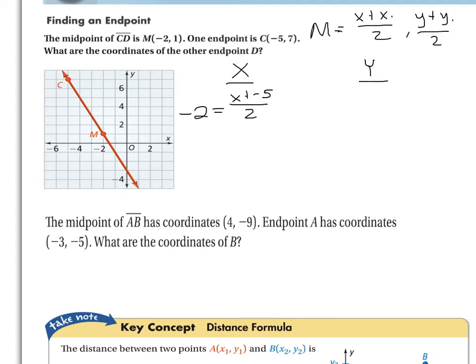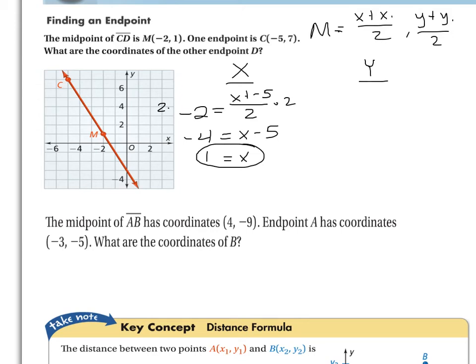So now you have a variable in your equation. We're going to go ahead and multiply by 2 on each side to get rid of the 2 on the bottom. And so now -4 equals x minus 5, because plus negative is minus. And to solve that, if I add 5, I get x to equal 1. That's the first coordinate of our endpoint.